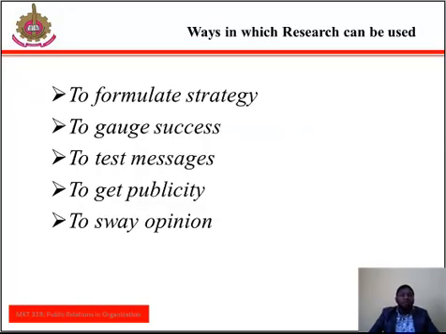Ways in which research can be used. Research can be used in the following ways. 1. To formulate strategy. Attempting to formulate any policy without adequate research means you are only guessing, and guessing won't work in an organization, because you would be wasting a large amount of money, since a large amount of money is invested in public relations in an organization.